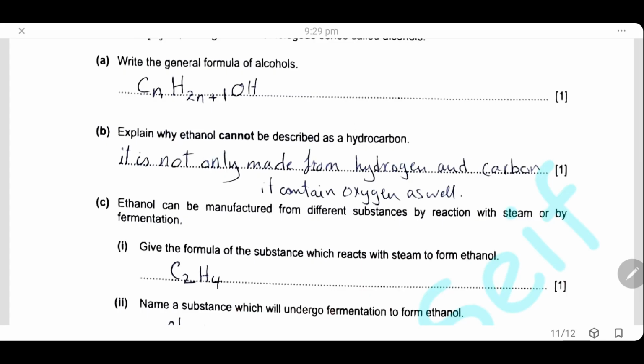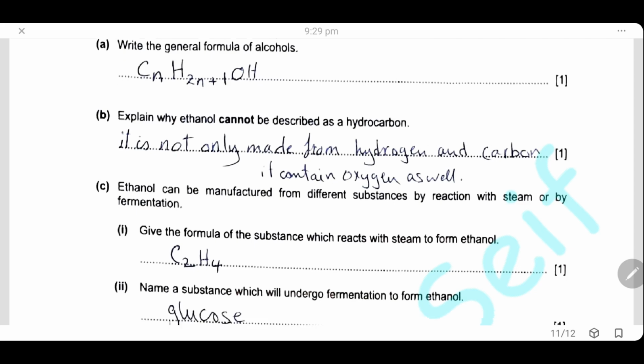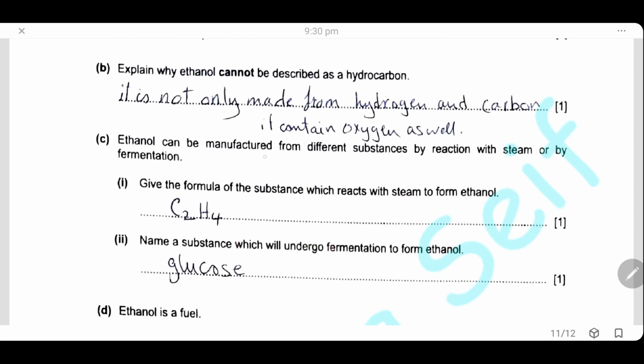Hydrocarbons are compounds formed from carbon and hydrogen only, but ethanol also contains oxygen, so it is not a hydrocarbon. It is not only made from hydrogen and carbon, it contains oxygen as well. Ethanol can be manufactured from different substances by reaction with steam or by fermentation. First one, give the formula of the substance which reacts with steam to form ethanol. It's ethene.